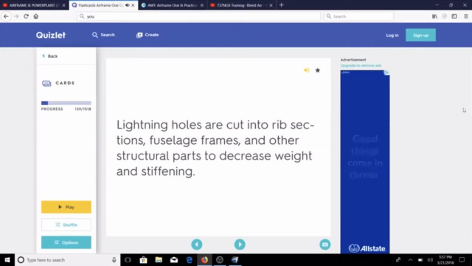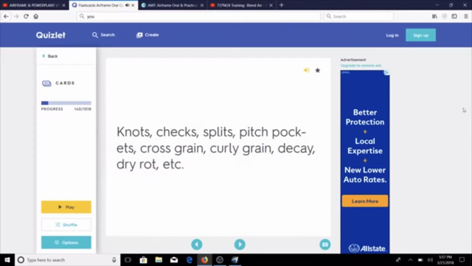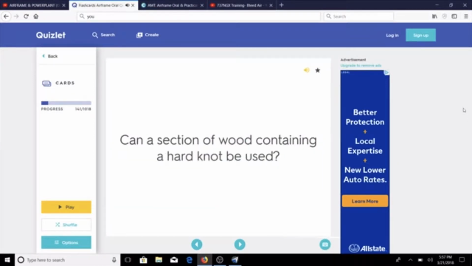Lightning holes are cut into rib sections, fuselage frames, and other structural parts to decrease weight and stiffening. Name at least 4 different types of defects found in wood. Knots, checks, splits, pitch pockets, cross grain, curly grain, decay, dry rot, etc. Can a section of wood containing a hard knot be used?